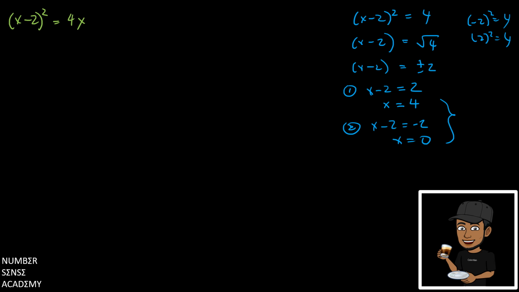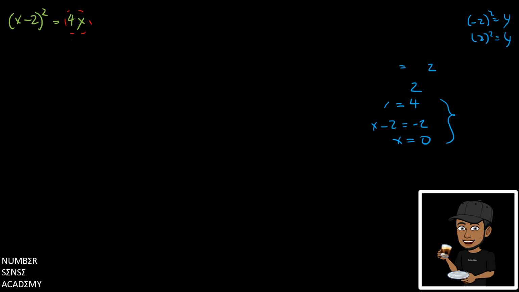So these are the solutions if it was written like this. But the issue is I have a 4x. That's a problem. So the only way I could go about this is I need to simplify or expand (x − 2) squared, and then from there I could solve. I'm just going to erase this. You could rewatch the video if you want to use that as a reference.